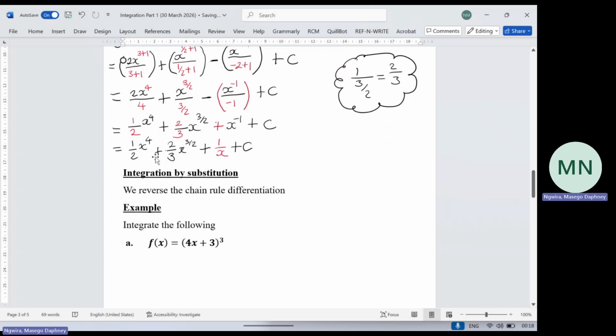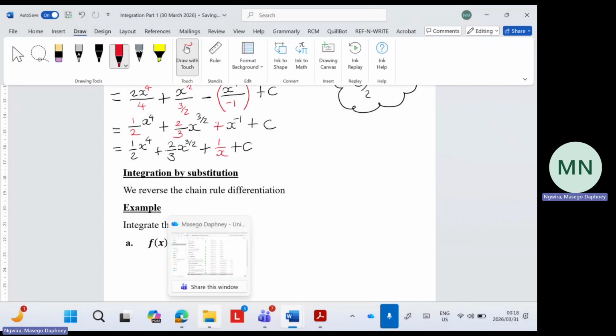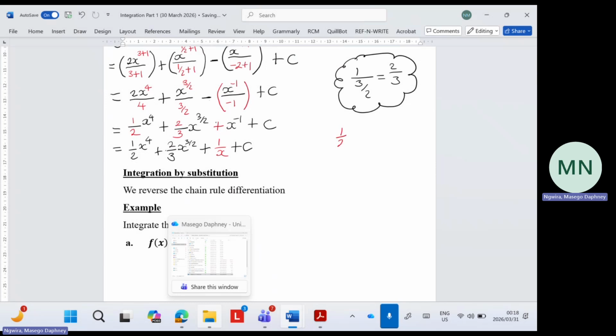I know it's long, but with practice it will be fine. Let me rewrite my x so that it looks fine. Okay, so this is x. Let me write something here also so that I can clear the air. Please understand that 1 over 2 x to the power of 4 is the same as 1 x to the power of 4 over 2. Please note that, in case you wonder. Either you put it next to 1 over 2 or you put it at the top, but it's the same thing.